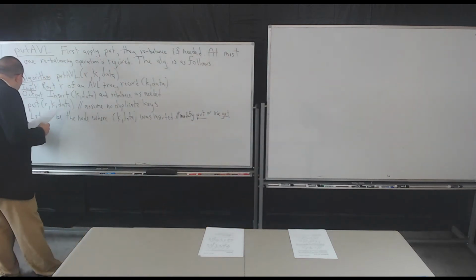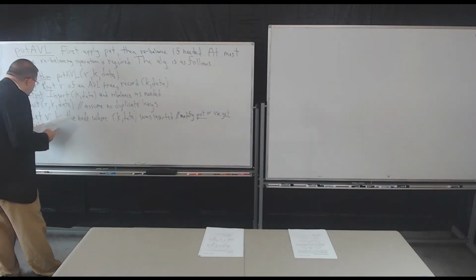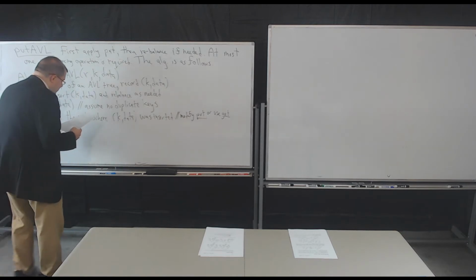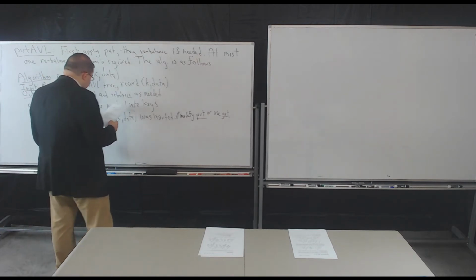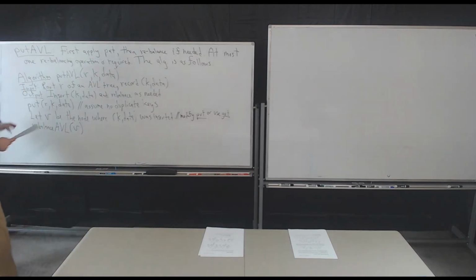Then lastly, we'll call rebalanceAVL, which is the meat and potatoes of the AVL tree operations. I'm going to apply rebalanceAVL on V. And that's it. Now, how does the analysis work out? I have not told you what rebalanceAVL is, but let's look at the rest of this. So, put takes how long? Put and this right here, I could do in big O of H time, right? We'll come back to this in a bit.